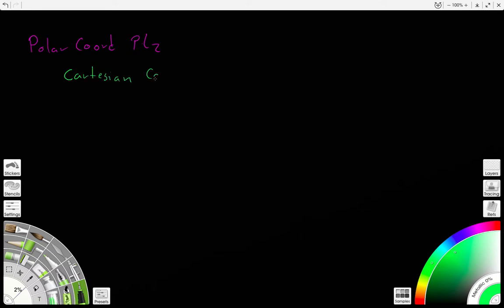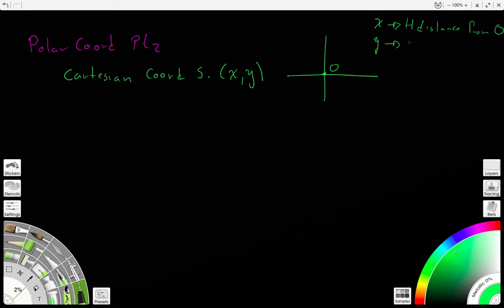Cartesian coordinate system, and this coordinate system implies that we have both x and y. These are the two variables that are going to tell us where we are in space, right? And if we look at our coordinate system, the x value would be the horizontal distance. So x is the horizontal distance from the origin, so let's call this point right here the origin. So x implies a horizontal distance from O, and y implies a vertical distance from O. Okay?